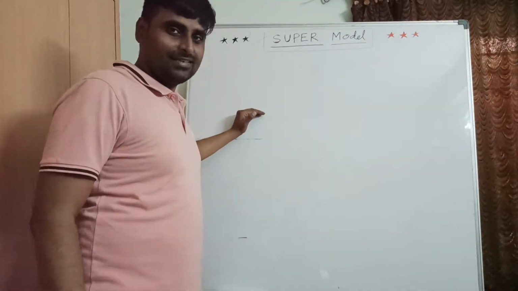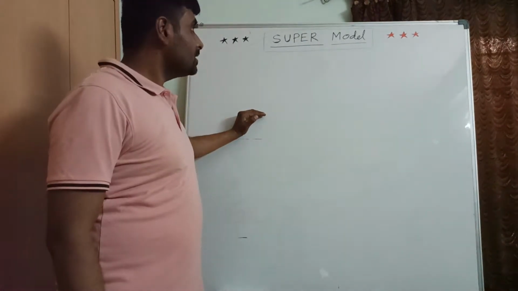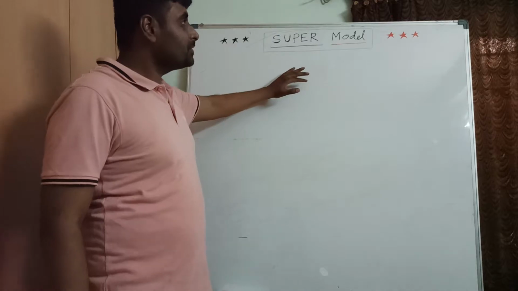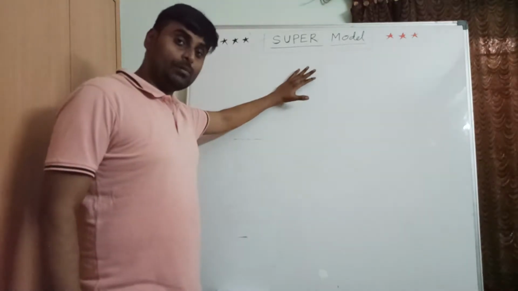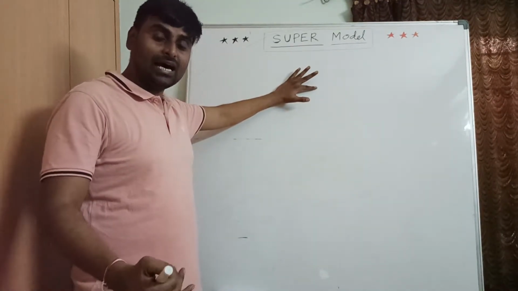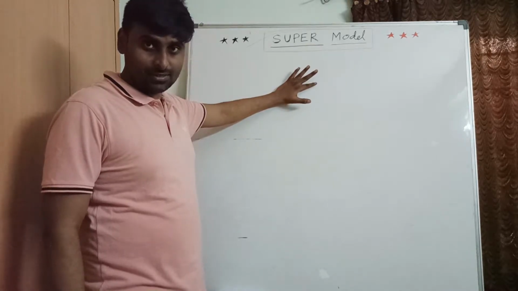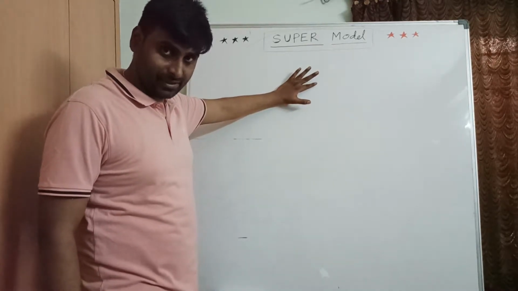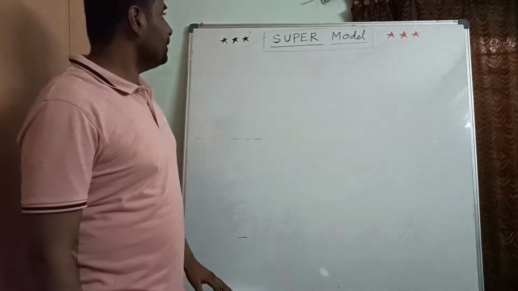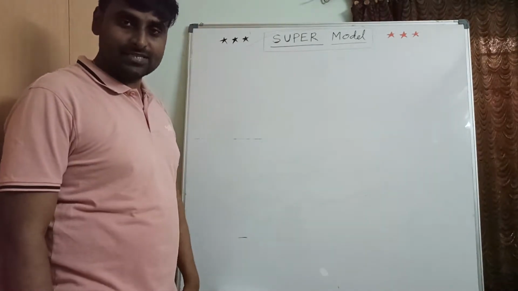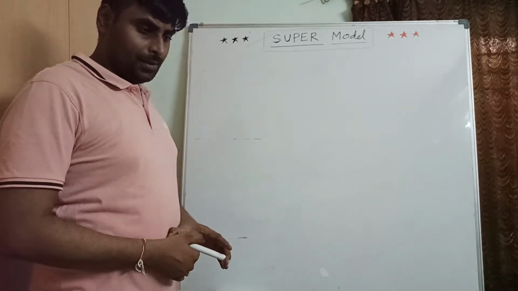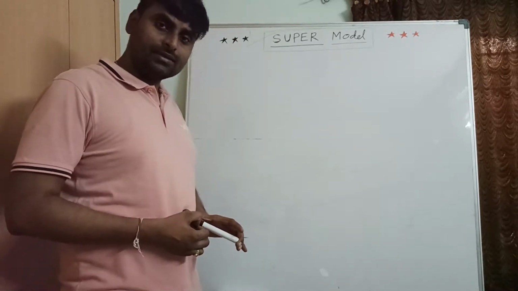Supermodel. Now let us discuss some important models on which problems were given in the last 3-4 years' papers. If you observe in JEE Mains, what was that model? We'll see. Till now we have found the equation of tangent by using slope.